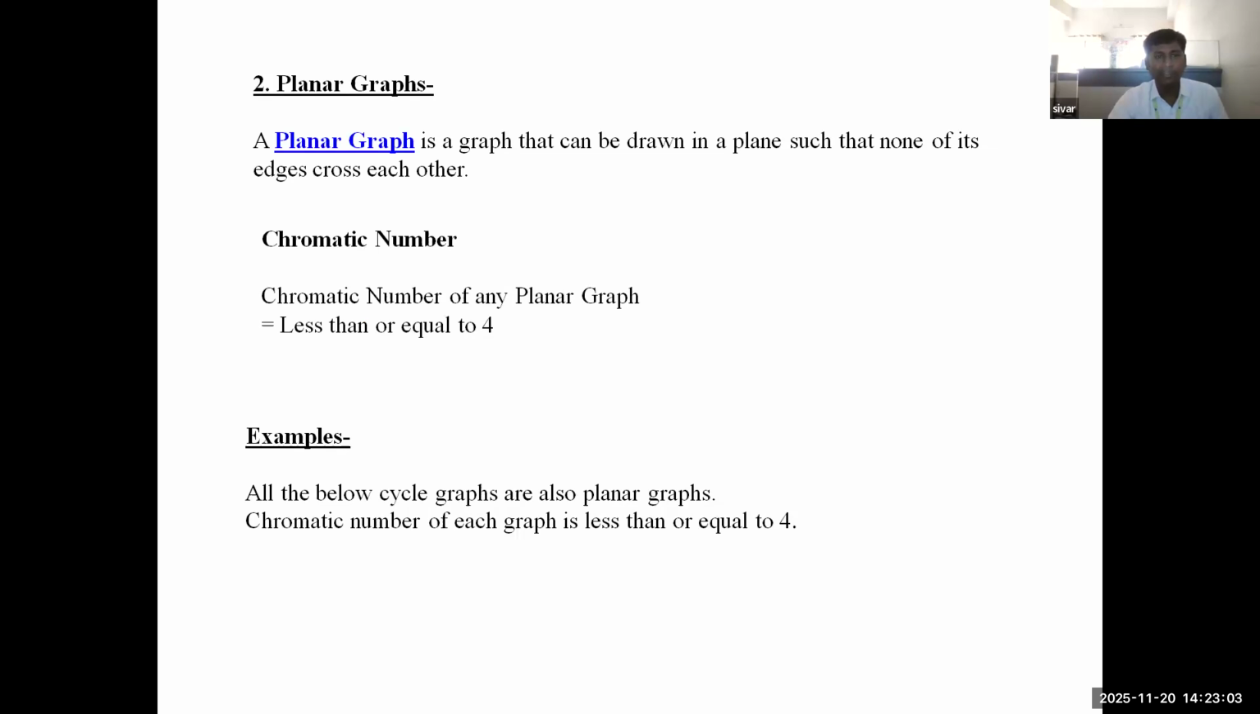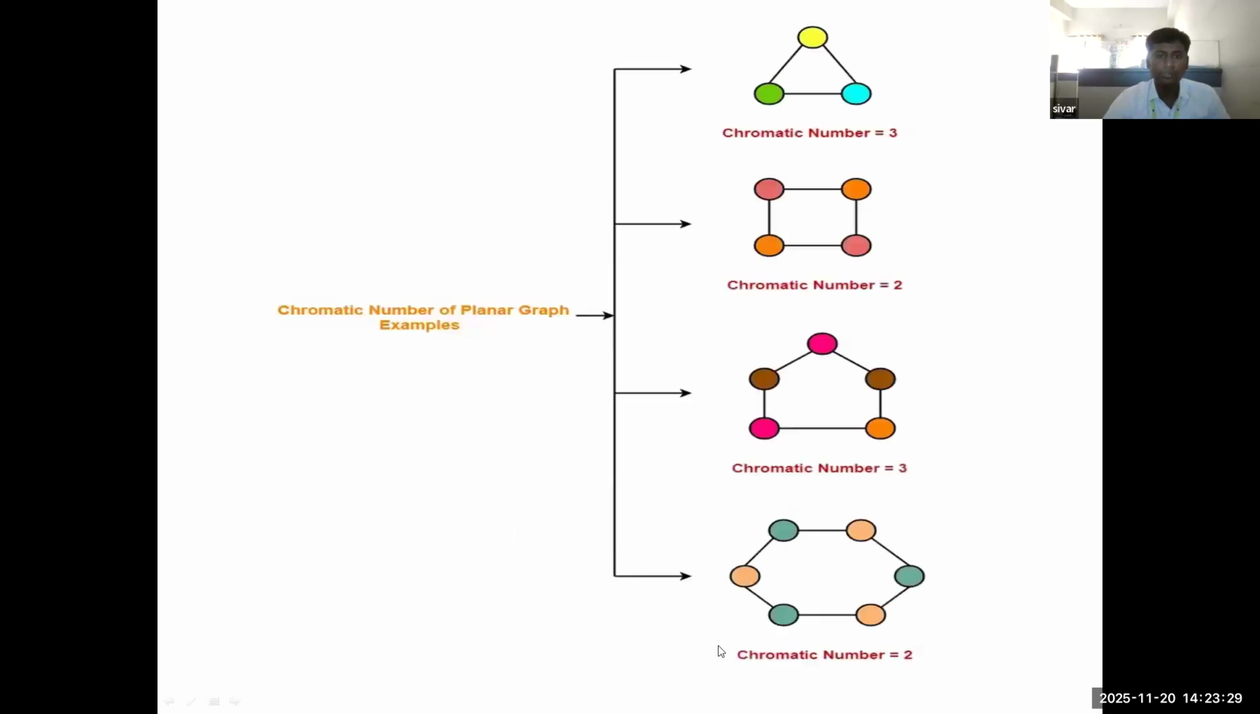Next one is planar graph. What is a planar graph? It is a graph that can be drawn in a plane such that none of the edges cross each other. The chromatic number of any planar graph is less than or equal to 4, but does not exceed 4. All the cyclic graphs below are planar graphs. Looking at the planar graphs, the chromatic number of each graph is less than or equal to 4.